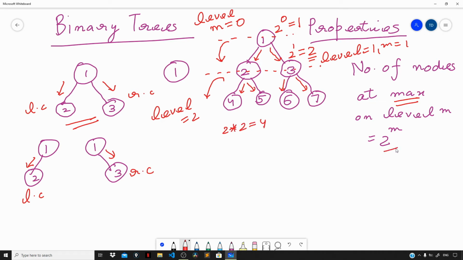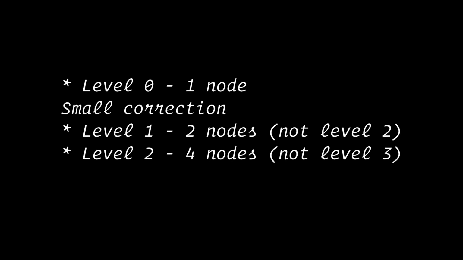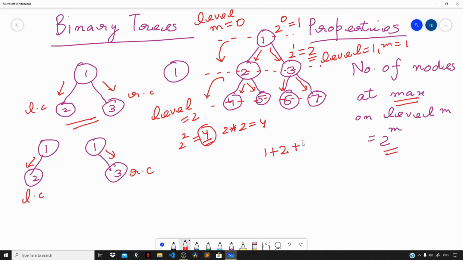And if you apply this formula for level 2, so the number of nodes at max on level 2 will be 2 raised to power 2, which also gives us 4. So in total you can see we are having 7 nodes. So at level 0 we are having a node, at level 1 we are having 2 nodes, at level 2 we are having 4 nodes. So in total 7 nodes.